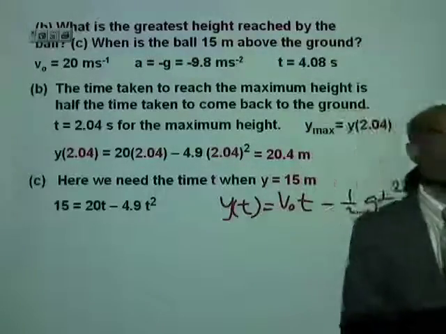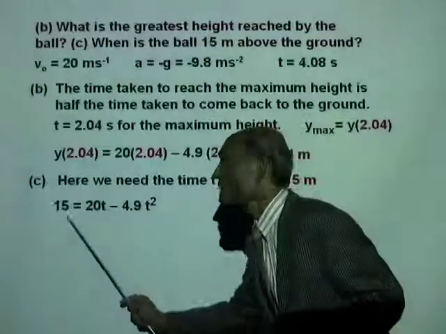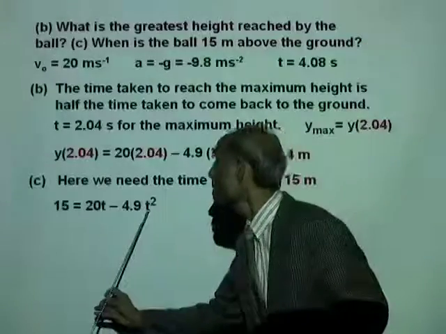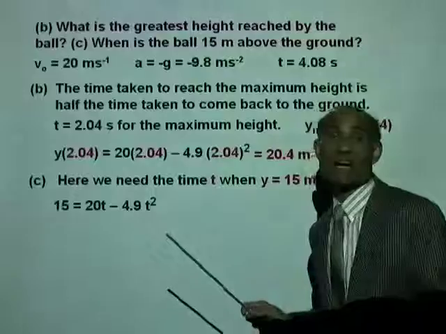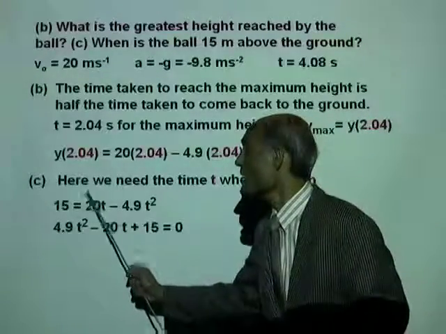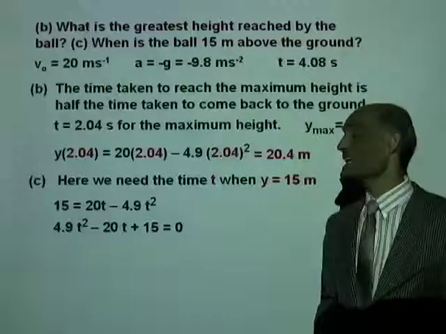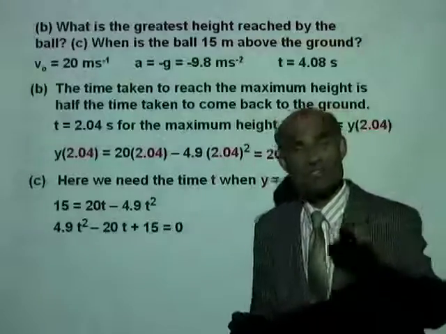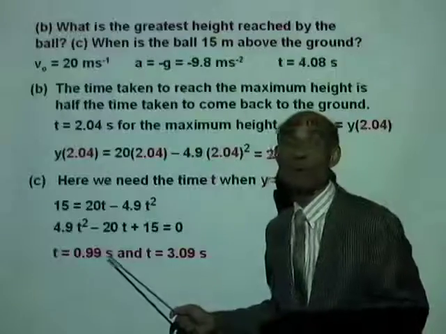Alright, can you solve that equation? Rewrite this equation as a quadratic equation. You can move both these terms to the left and make the right side 0. So that will become 4.9 t squared minus 20t plus 15 equal to 0. That is a quadratic equation. And you all know how to solve a quadratic equation. I'm going to leave it for you.